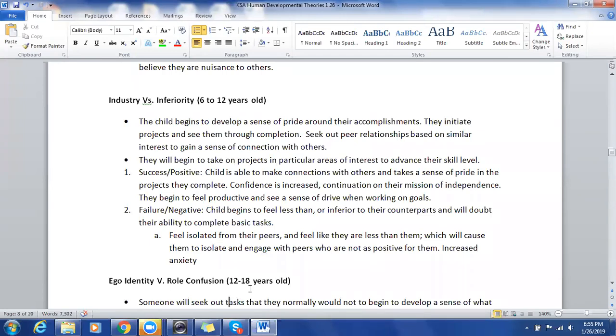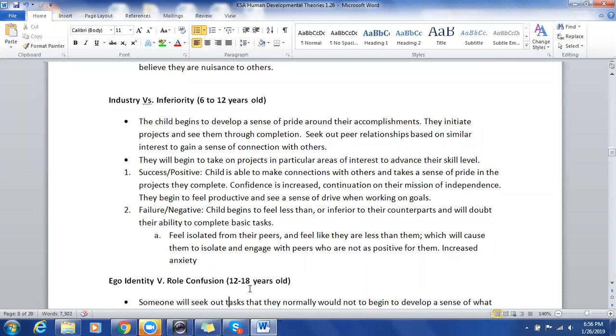They'll begin to feel productive and see a sense of drive when working on their goals. They'll get fulfillment from what they do, and they'll be hungrier than they've ever been towards accomplishing their goals. Failure, on the other hand, is when the child begins to feel less than others or inferior to their counterparts, or that they need to be on teams with other people that just specifically tell them what to do, and will have severe doubt around their abilities or what they're capable of doing, and thus just feel that they're a failure, and any sense of failure or resistance will result in them quitting.